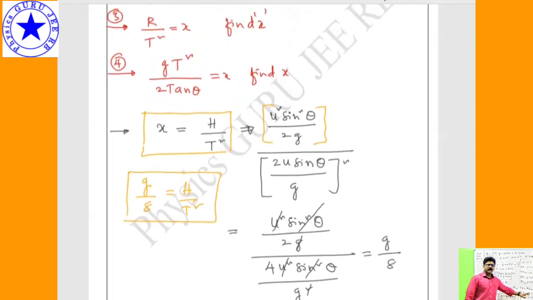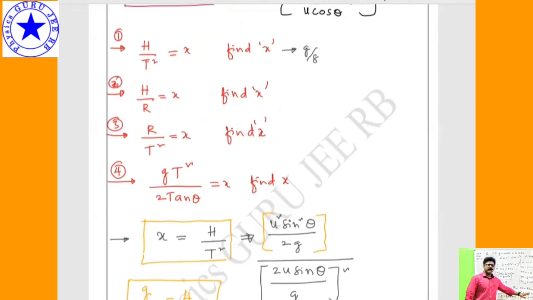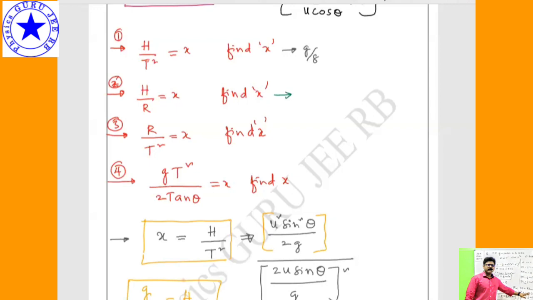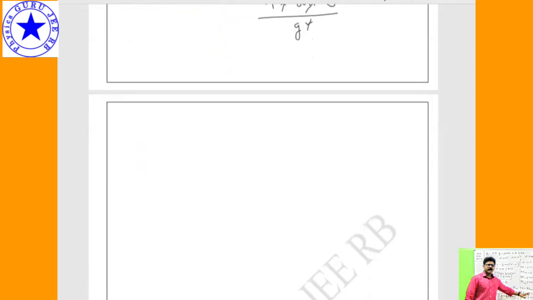Next, h by r is equal to... how to find the value of h by r? Anybody got it? A by 4. Very good answer, A by 4 by one of the students, right? A by 4. Good. So let me take it for the remaining students.